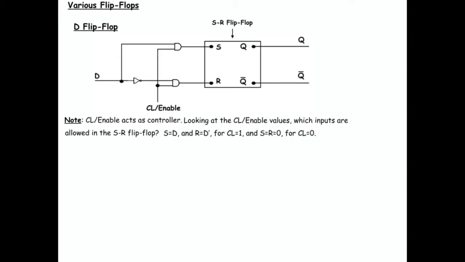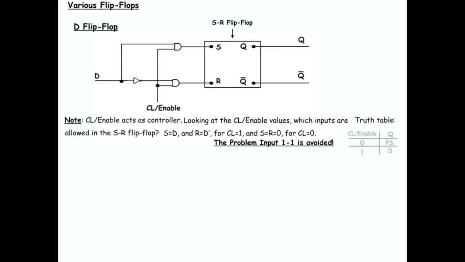No questions. Okay. So looking at the clock values, which inputs are allowed in the SR flip-flop? If S is D and R is the complement of D and clock is 1, those are the possible inputs. Or if clock is 0, both S and R are going to be 0. And the problem of input 1-1 is avoided. When we looked at the flip-flop gate previously, we had to say we're just not going to allow 1-1. Well, here we're physically preventing it from happening.